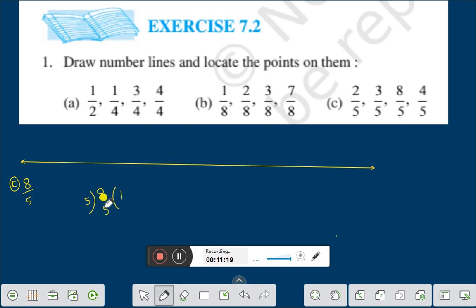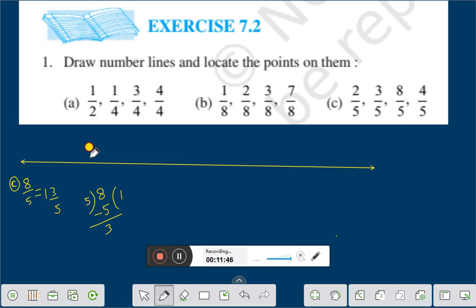That is 5 1 is 5, 8 minus 5 is 3. That is, we can write here 8 by 5 is equal to 1 whole 3 by 5, right? Now you have to represent 1 whole 3 by 5, right? That is, 1 whole 3 by 5 lies between 1 and 2, right?